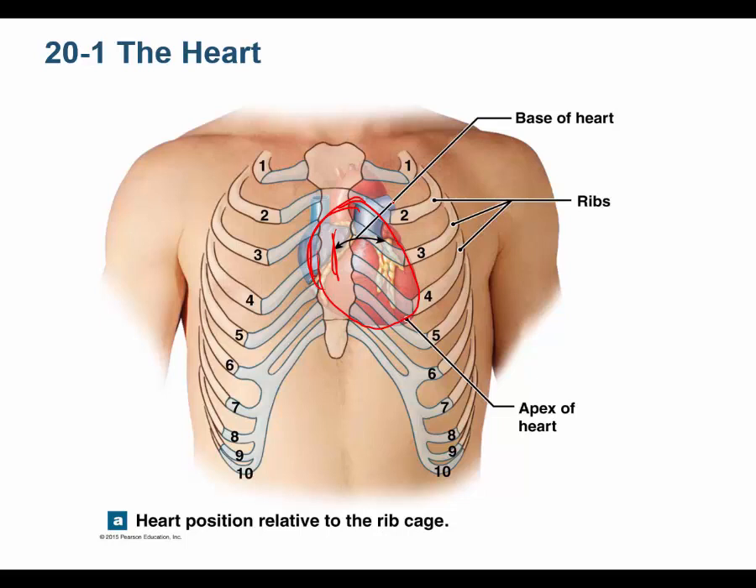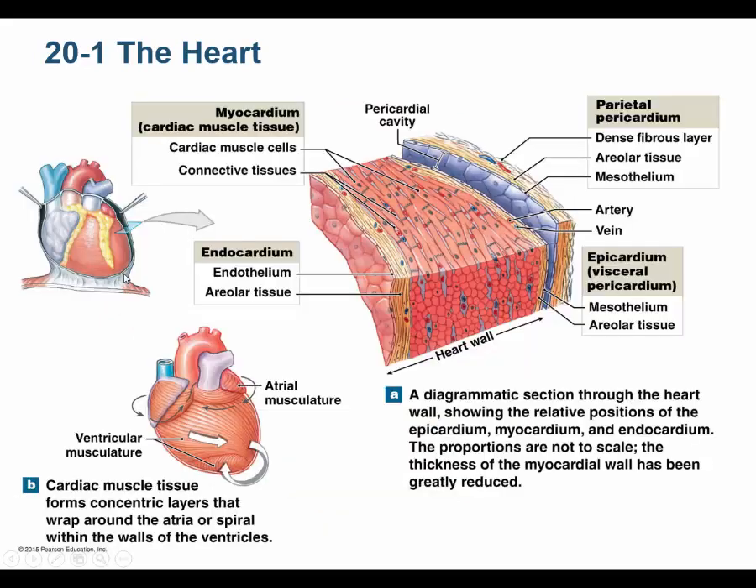The apex of the heart, the tip of it, is between rib 4 and rib 5. It's just under rib 4, in fact. You can see the apex right there. So this is the location of the heart in the thoracic cavity, and very important for where you place your stethoscope for auscultations, where you place your fingers for palpations, and place EKG leads and things like that. So it's very important to understand the location of the heart inside the chest cavity.